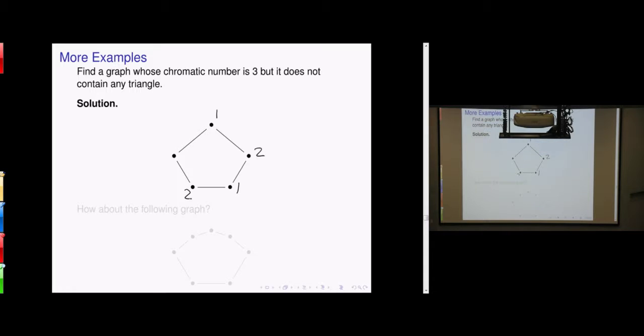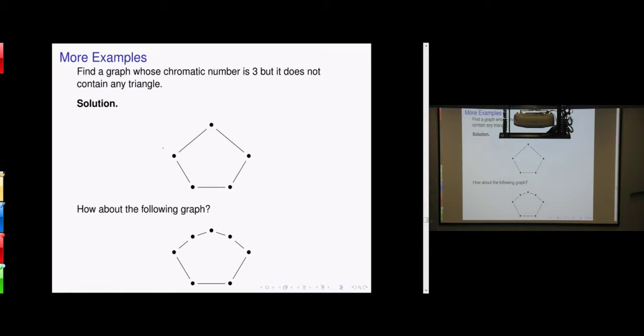And then here I can recycle 2. Because this is a pentagon, here I'm going to meet a vertex which is connected to both 1 and 2. No choice, I have to use 3. So for this graph, the chromatic number will be 3, but it doesn't have a triangle. It's a pentagon.